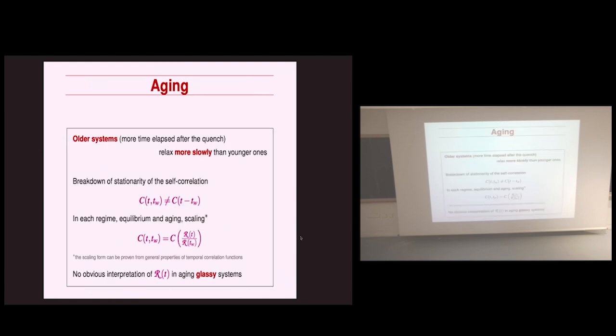Okay, so what do I conclude from here? That there is aging in these glassy problems. Older systems relax more slowly than younger ones. There is a separation of time scales with these two scales, and we can always scale on each scale the correlations through this kind of scaling form.